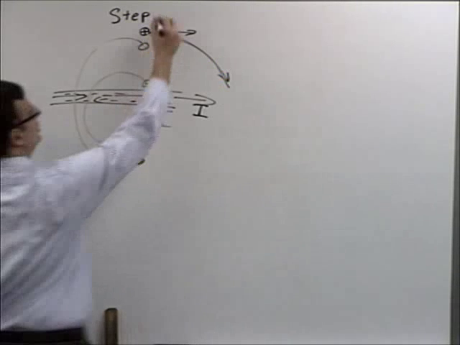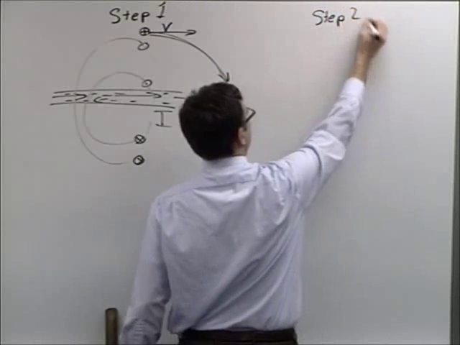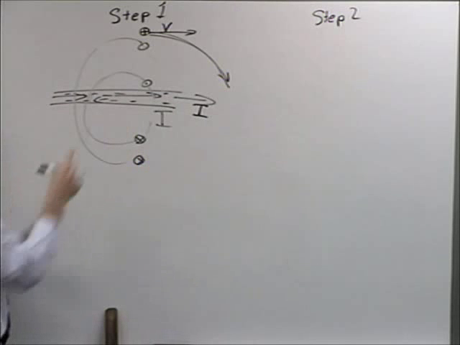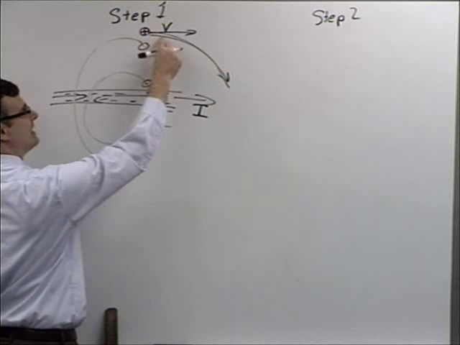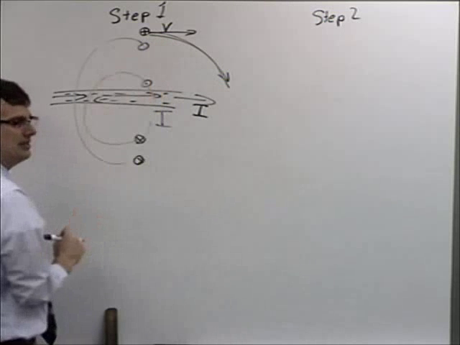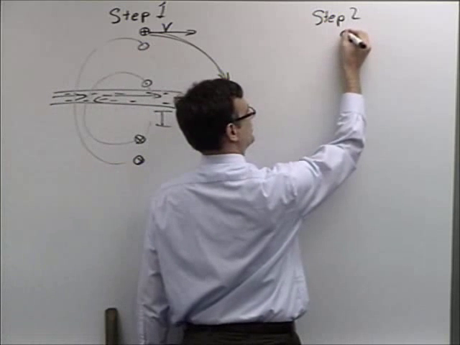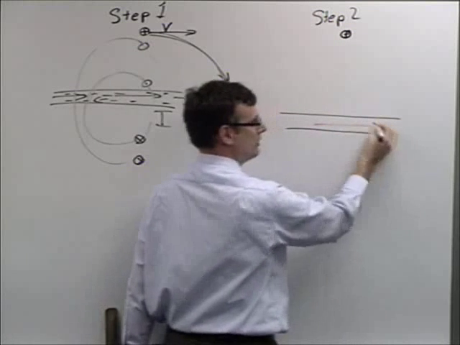In step 2, or situation 2, I have the exact same scenario, but now I'm going to accelerate my frame of reference into the constant velocity frame aligned with this positive charge up there. So now I have a positive charge that's not moving. How much current is flowing through that wire now?